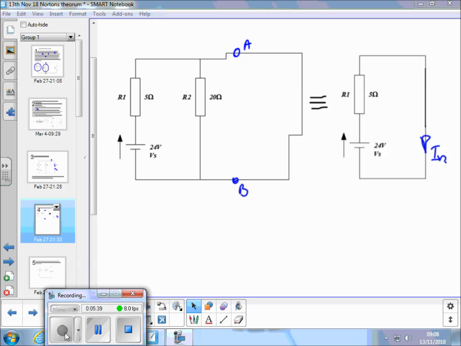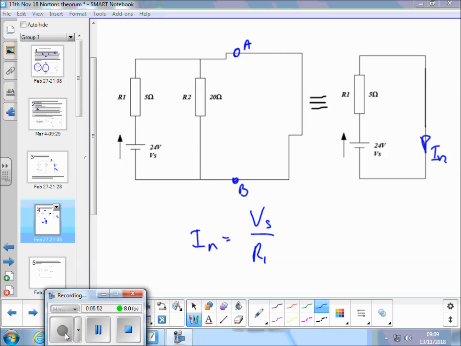Right, so what's this Norton current then? How do we calculate IN? 24 over 5. Yeah, that's the VS over R1, 24 over 5 equals 4.8 amps. So that's the short circuit current, and that's the Norton current source that we're going to use in the final circuit.